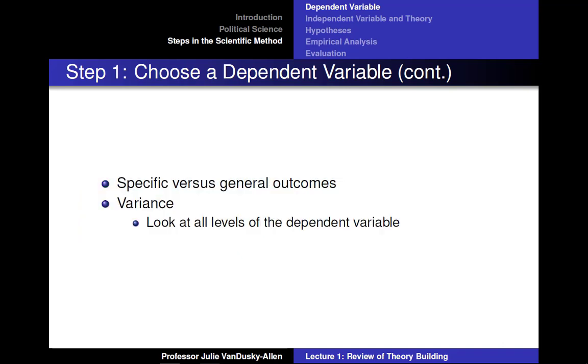Note that we are not interested in explaining why specific outcomes occur. Instead, we are interested in explaining why many different outcomes occur across many different cases. In the democracy example, we did not want to explain why one specific country, like the United States, was a democracy. We wanted to explain why many different countries were democracies while others were not democracies. In other words, what we are really interested in is explaining the variance in the dependent variable. We want to examine many different levels of the dependent variable.